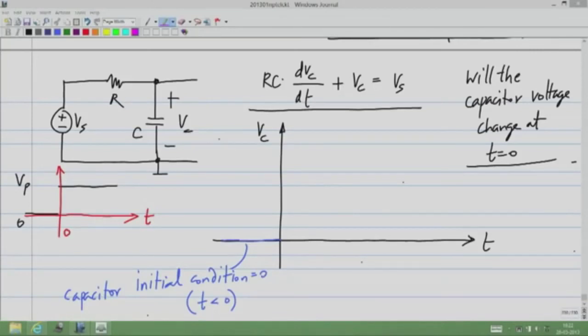Okay, now my question is, what is the current through the capacitor at t equal to 0?